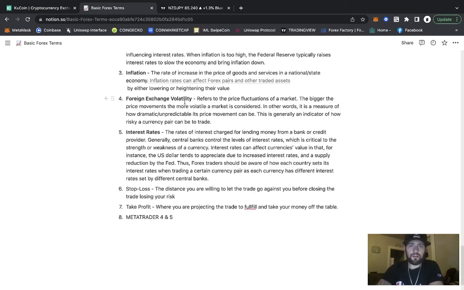Foreign exchange volatility refers to the price fluctuations of a market. The bigger the price movements, the more volatile a market is considered. Basically, volatility is just lots of movement up and down. Interest rates, I'm not going to read all this. Y'all know what interest rates are. If you're getting into Forex and you've never heard of interest rates, go look it up.